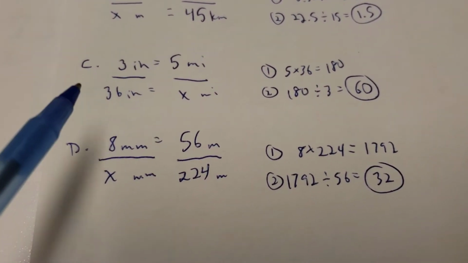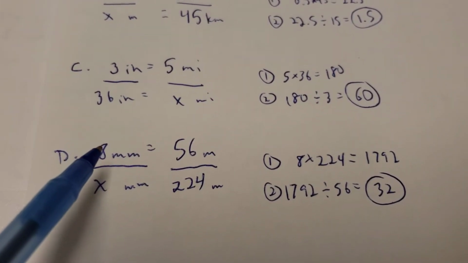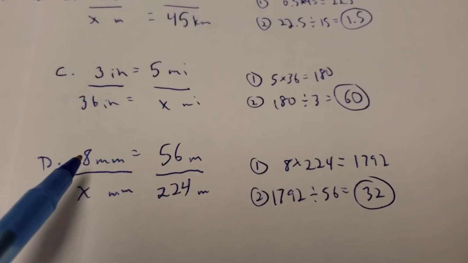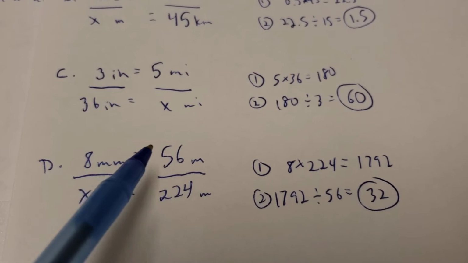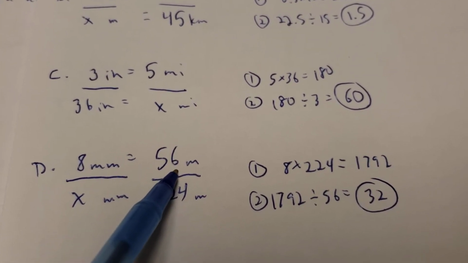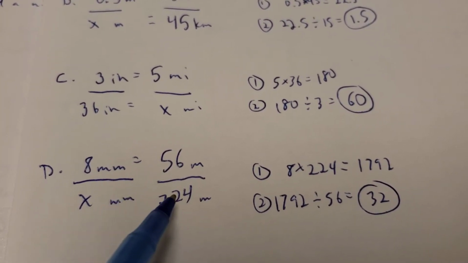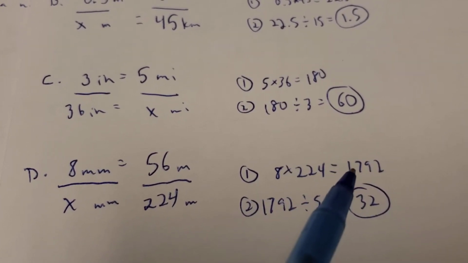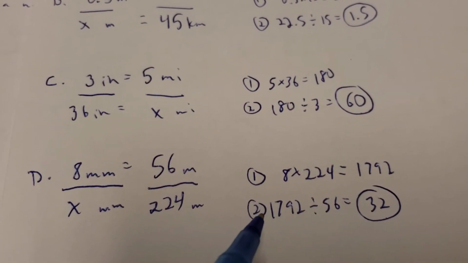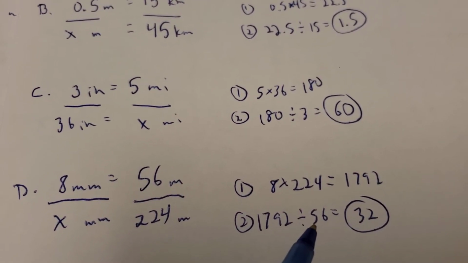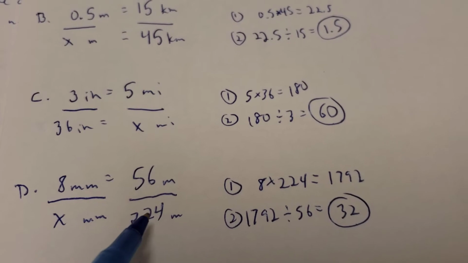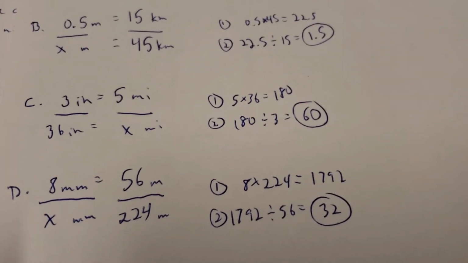And finally, one more of these. I'm going to cross multiply and do my division step on one more problem here. If 8 millimeters is equivalent to 56 meters in real life, then how many millimeters would give you 224 meters? Well, 8 times 224 gives you 1,792. And then take 1,792 divided by our leftover number of 56 and get 32. So 32 millimeters is equivalent to 224 meters. All right.